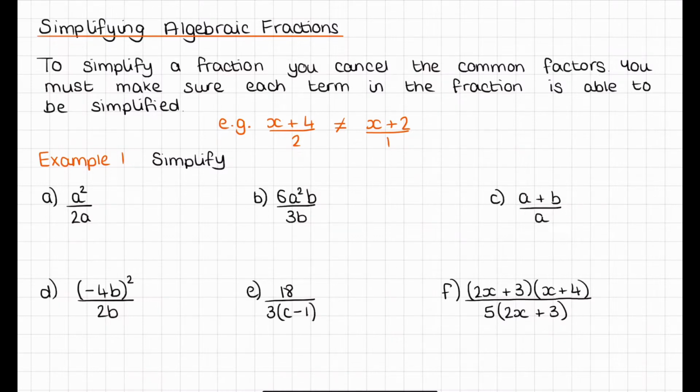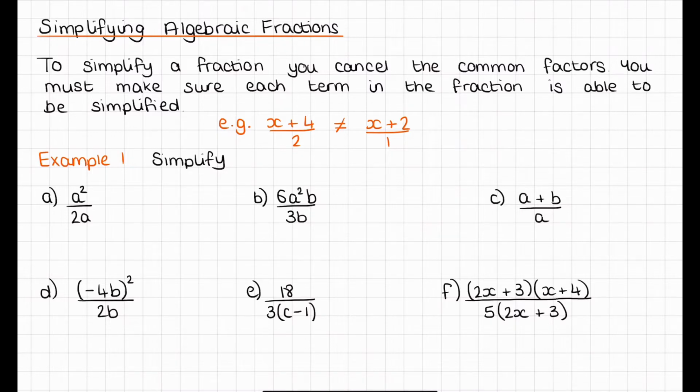So when I'm talking about each term, it means if anything is separated by a plus or a minus, it makes different terms. So in this situation here, there are three terms. The x is a term, the 4 is a term, and the 2 is a term. So to simplify, we have to be able to simplify from everything. So we can't simplify by 2 because the x doesn't contain a multiple of 2.